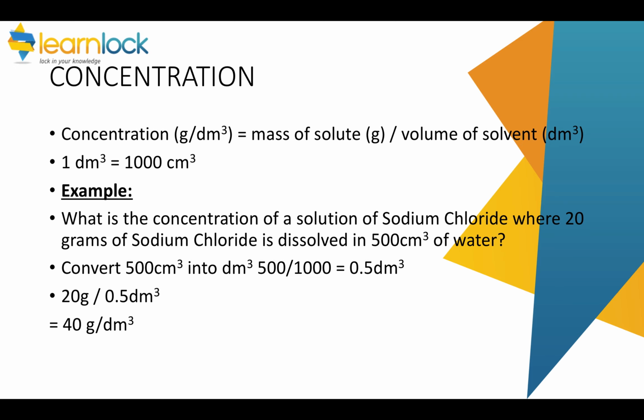You also need to know how to calculate concentration. Concentration is measured in g/dm3. This means whenever you've got a volume in cm3, you need to divide it by 1,000 to convert it into dm3. Here's an example question. What is the concentration of a solution of sodium chloride where 20 grams of sodium chloride is dissolved in 500 cm3 of water? Before you do anything, convert the 500 into 0.5 dm3 by dividing it by 1,000. Then you would just do the mass, which is 20, divided by that volume, which gives you the concentration.